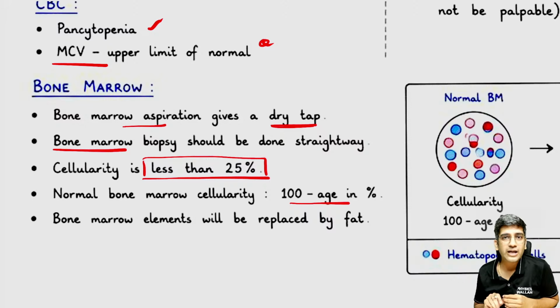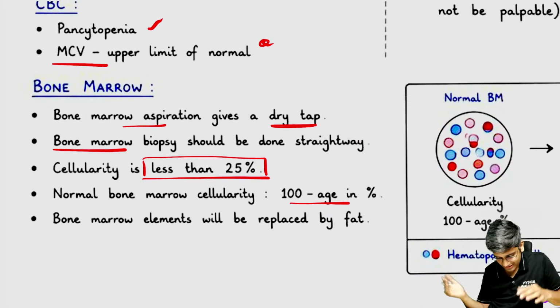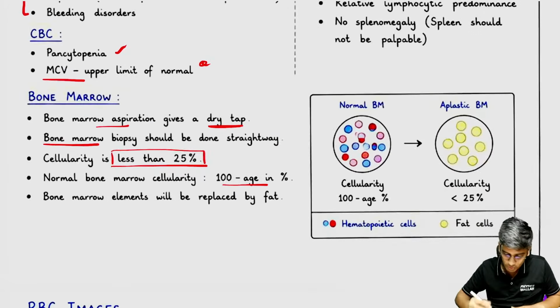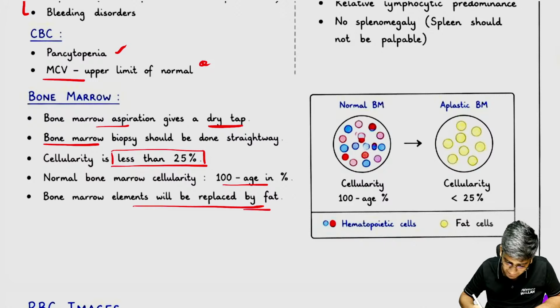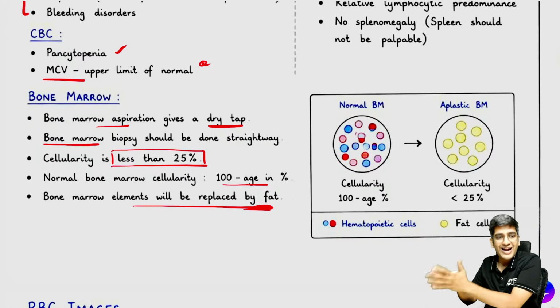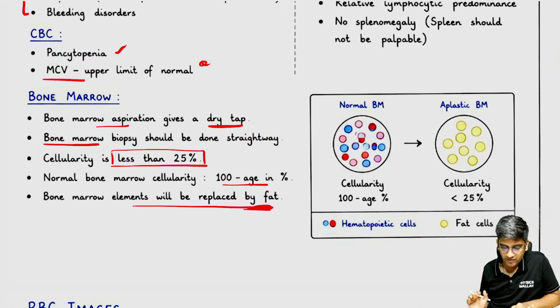Then don't ask me what will happen to a 95-year-old. I don't care about a 95-year-old having aplastic anemia at all, right? They already lived their life. Let's come back to the young age people. So what will happen is the bone marrow will be replaced by fat. If you see lots of fat in the bone marrow, that's diagnostic of an aplastic anemia.